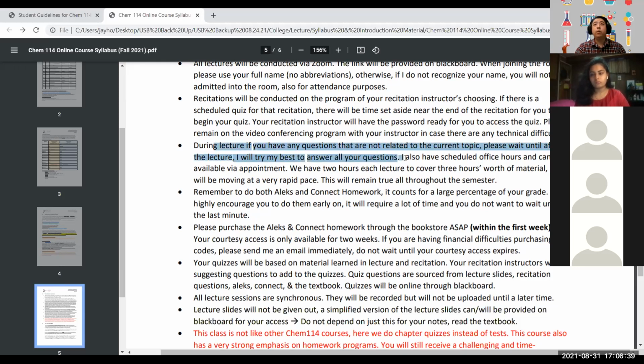So if you have any questions that are not related to the current topic that we're going over, so let's say we're going over chapter 12, you thought of something from maybe the previous chapter or the next chapter, save it for the end of class. I want to answer your questions, but just in case of time, I don't want to end up missing out on covering what we have to cover. Okay?